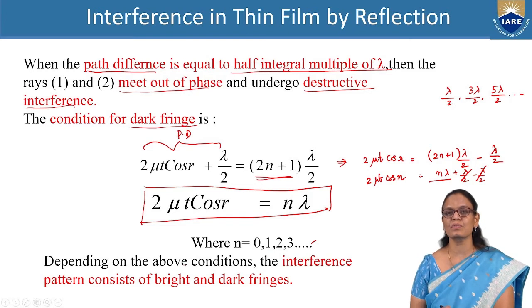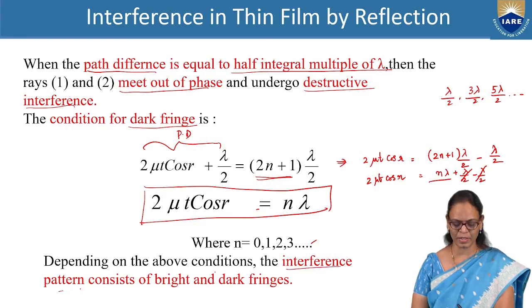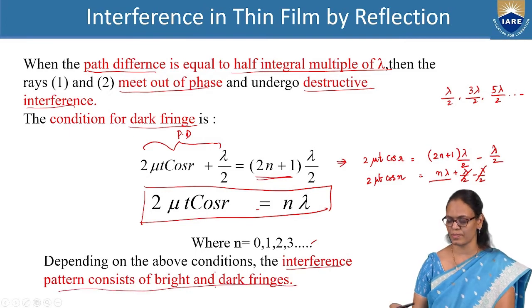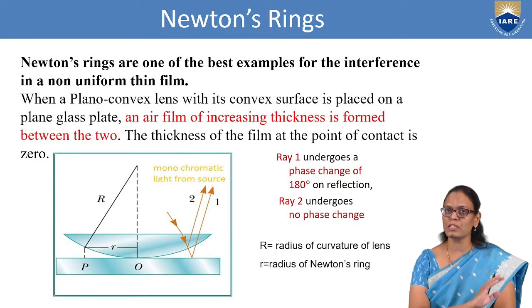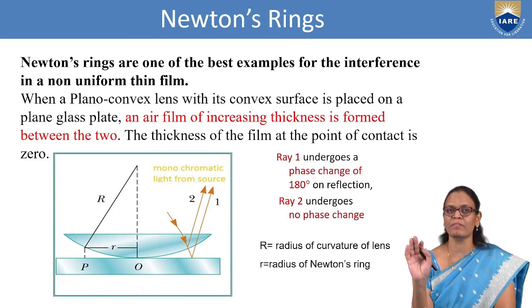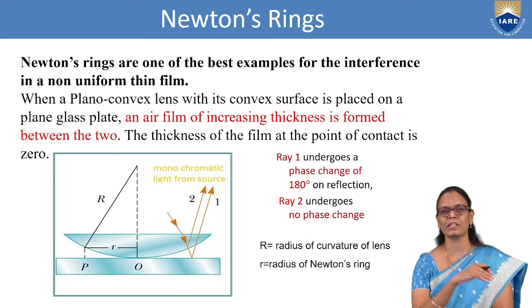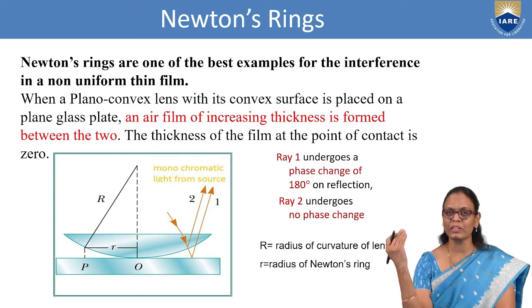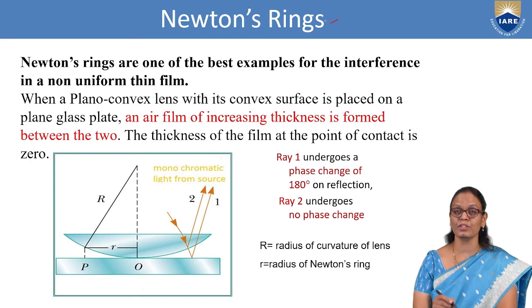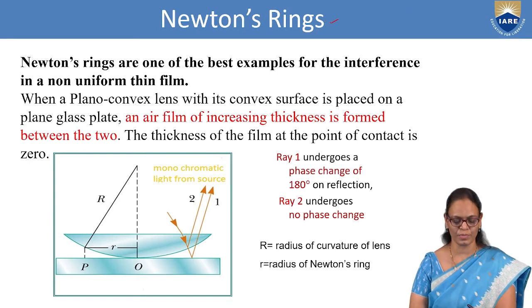So depending on these two conditions, if 2 mu t cos r is equal to 2n plus 1 into lambda by 2, we get a bright fringe. When 2 mu t cos r is equal to n lambda, we get a dark fringe. So depending on the above conditions, the interference pattern consists of bright and dark fringes. With this background of a thin film, we have derived the condition for constructive interference, which gives rise to a bright fringe, and the condition for destructive interference, which gives rise to a dark fringe. With this in mind, we are now going to understand how Newton's rings are formed.